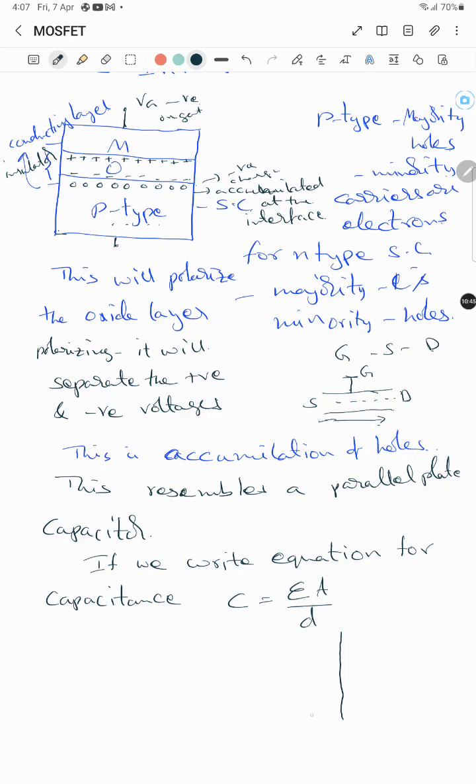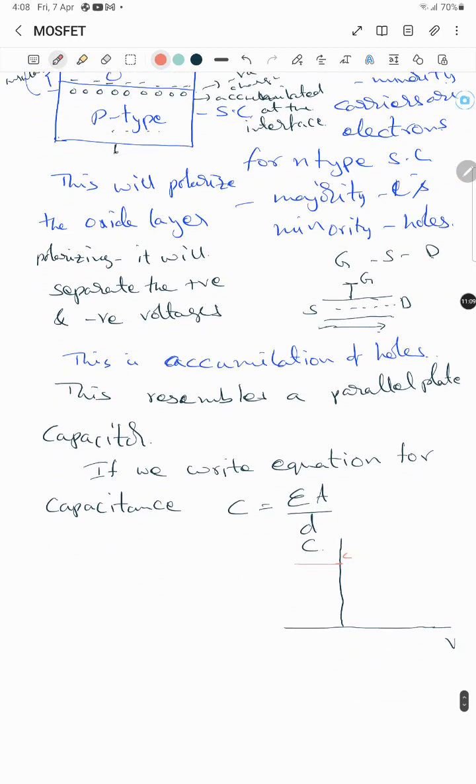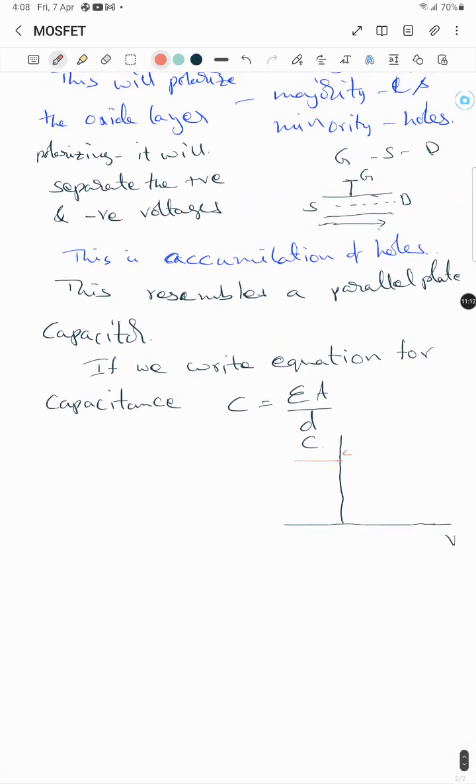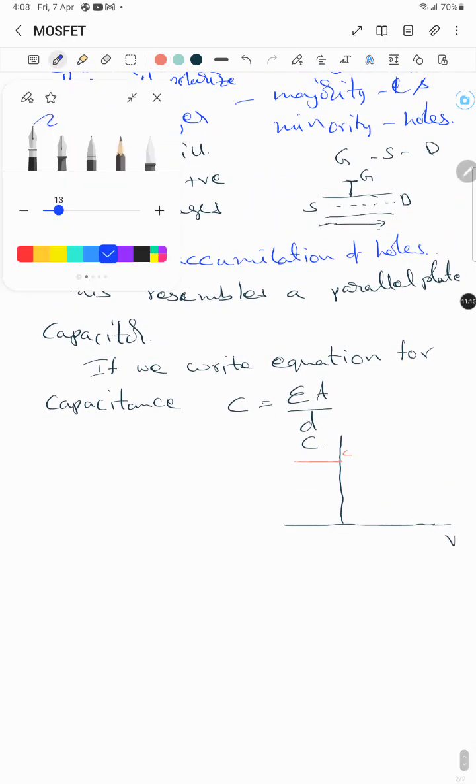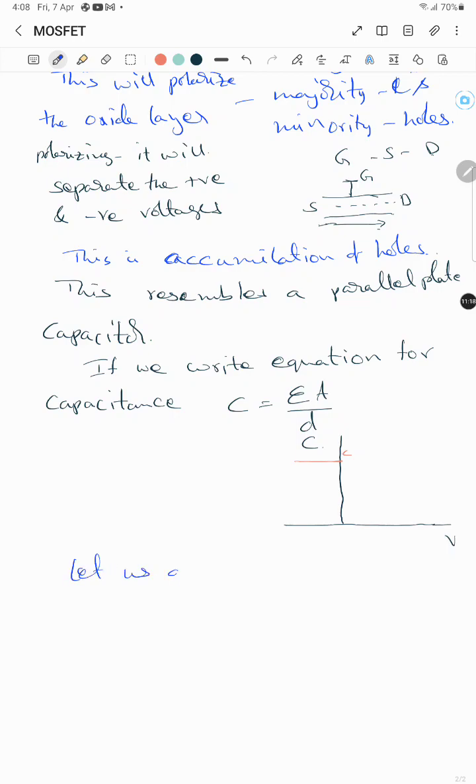If we draw a curve between voltage and capacitance, for negative voltages there is some capacitance, C accumulated. So this is the CV curve. I will come back to the CV curve and its significance. Let us now apply a positive voltage on the gate.